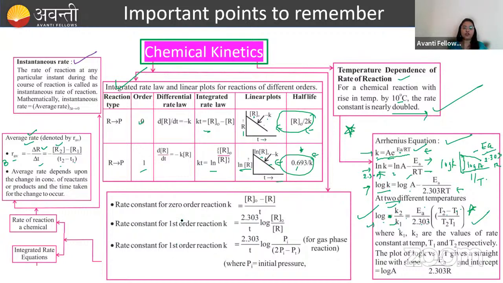Next, when we talk about the rate constant for a zero order reaction, we write it this way: K is equal to (R0 minus R) divided by T. The rate constant for a first order reaction will be like this. You know this equation: K is equal to 2.303 upon T, log of initial concentration divided by final concentration. Next, the rate constant, that is for first order only, but for the gaseous phase: P0 is the initial pressure and (2P0 minus Pt) is the final pressure, which we are going to subtract from the initial pressure. So these are very, very important equations.